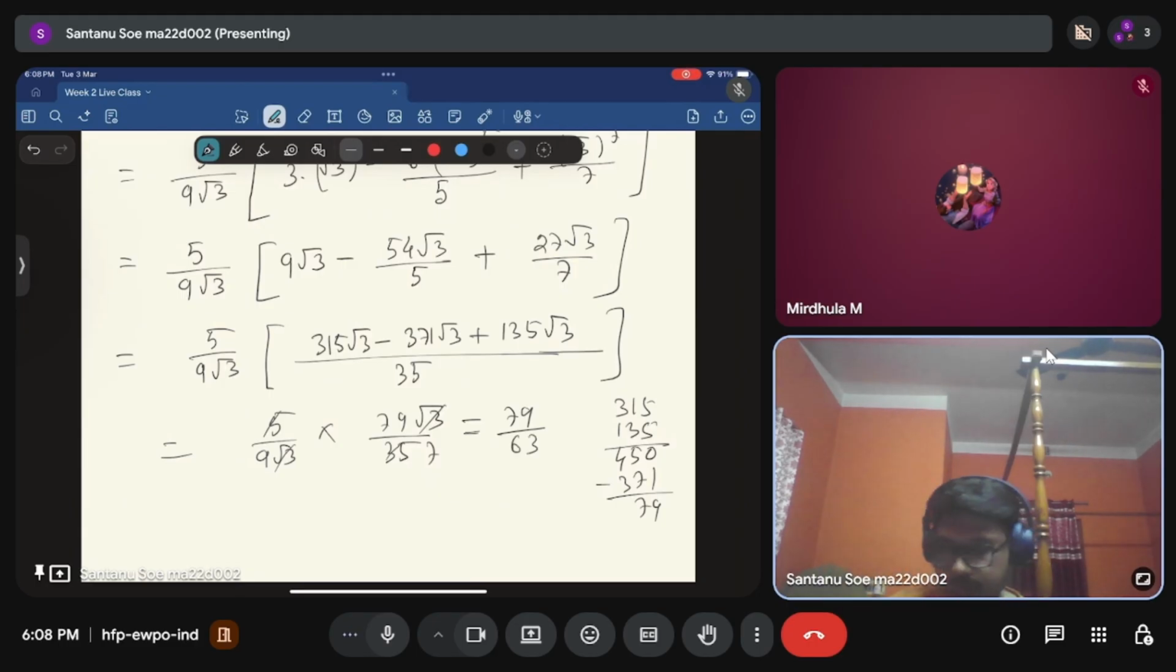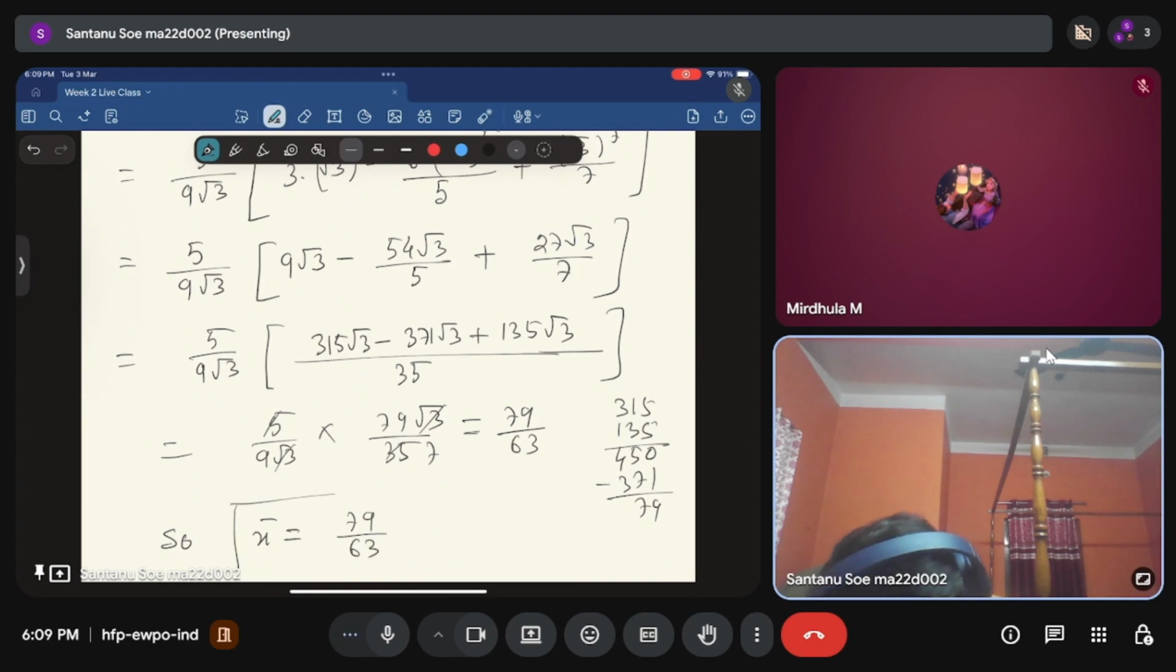Okay, so this should be the answer for this question. So now we're going to find out the y coordinate. So this was our x coordinate. So x bar equals 79 divided by 63.